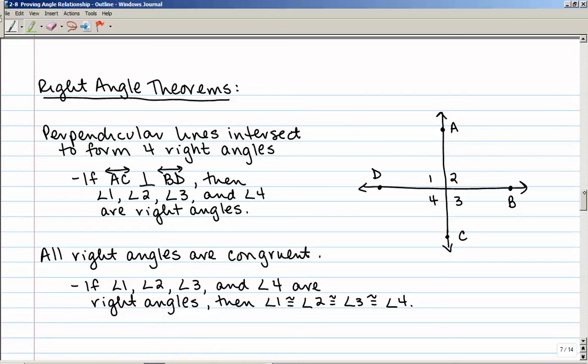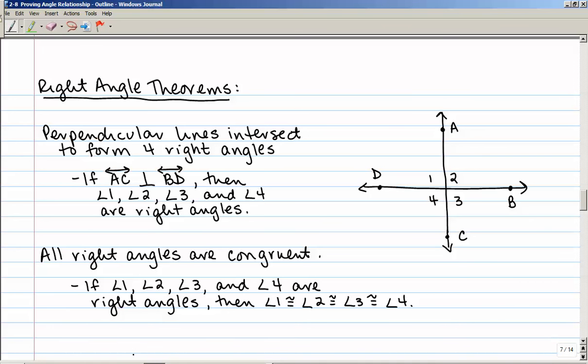And here's a whole bunch of right angle theorems. Perpendicular lines intersect to form 4 right angles. So if line AC is perpendicular to line BD, and remember this little upside down T is our symbol for perpendicular, then angles 1, 2, 3, and 4 are all right angles.